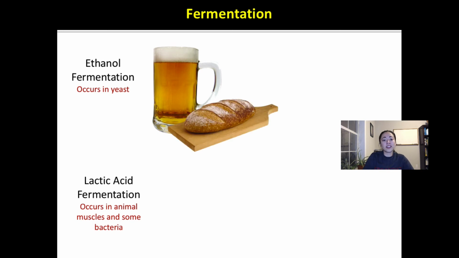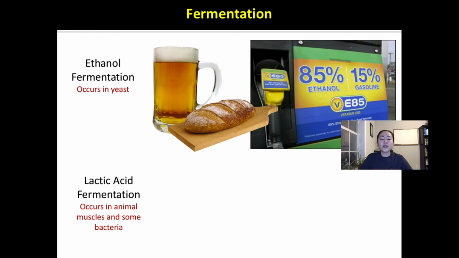Ethanol fermentation by yeast is also used to make bread rise. You mix the yeast in with the dough, and as the yeast start breaking down the sugars, they produce carbon dioxide. That carbon dioxide produced by the yeast causes the bread to rise. We also use ethanol fermentation in producing different types of biofuel. If you look at a lot of gas stations nowadays, a large percentage of the gas that you put into your car is actually ethanol, and that's created by yeast using ethanol fermentation to break down sugars in corn.